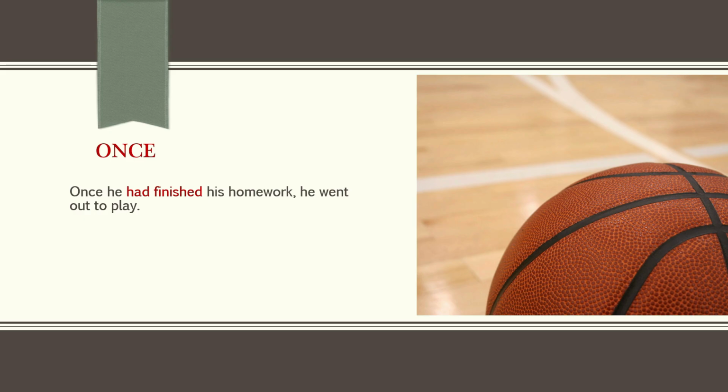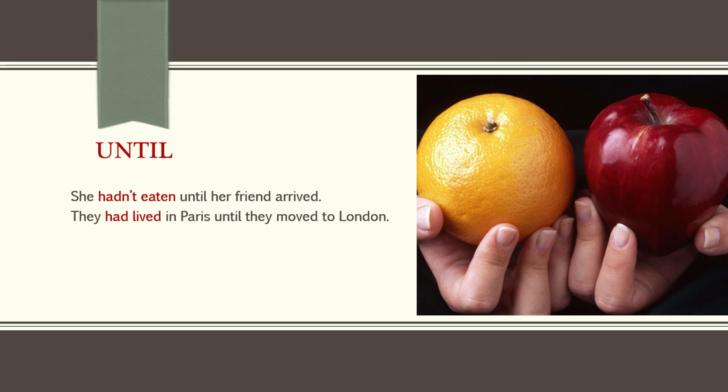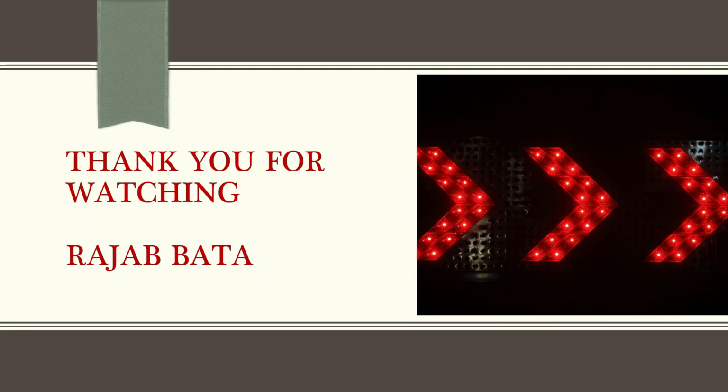Finally, let's look at these examples with until. She hadn't eaten until her friend arrived. Until shows that the first action was incomplete or hadn't happened before the second action. Another example, they had lived in Paris until they moved to London. Which action happened first? Living in Paris. And which happened next? Moving to London. Perfect.